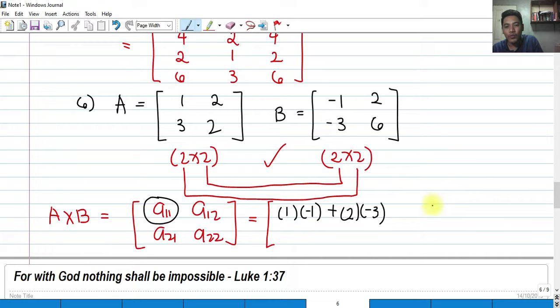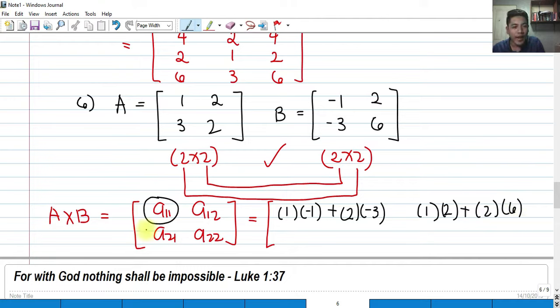How about for A12? Row 1 of A, column 2 of B. So we have 1 times 2 plus, that's always a plus because it is the sum of products, 2 times 6. Row 1, column 2: 1 times 2 plus 2 times 6.